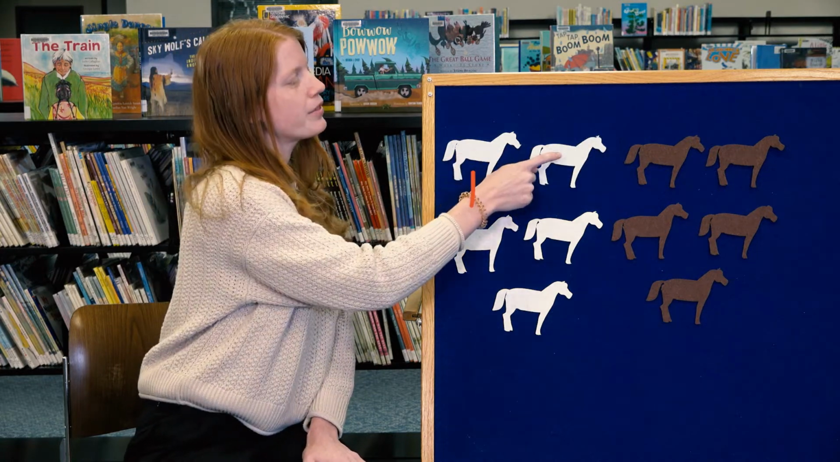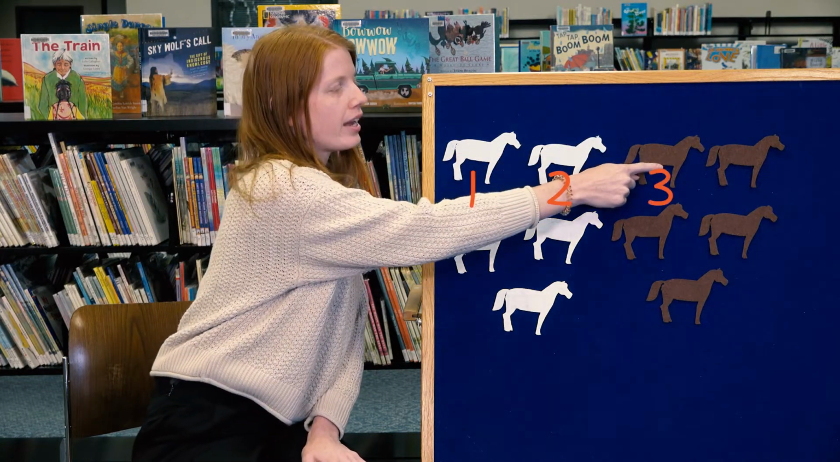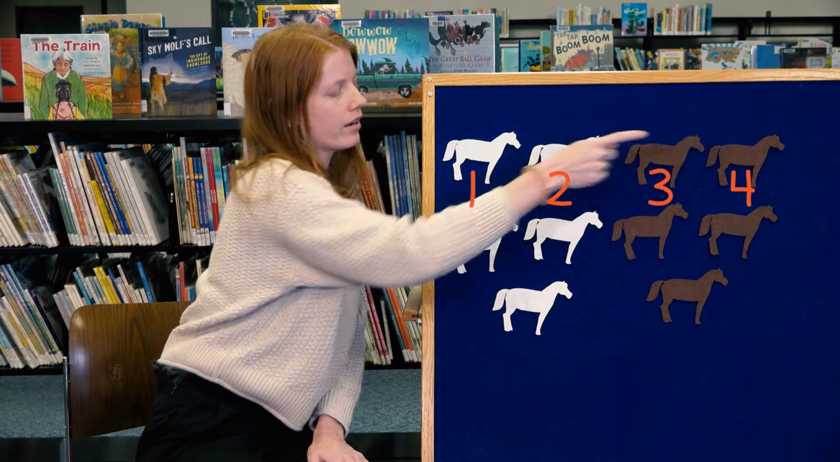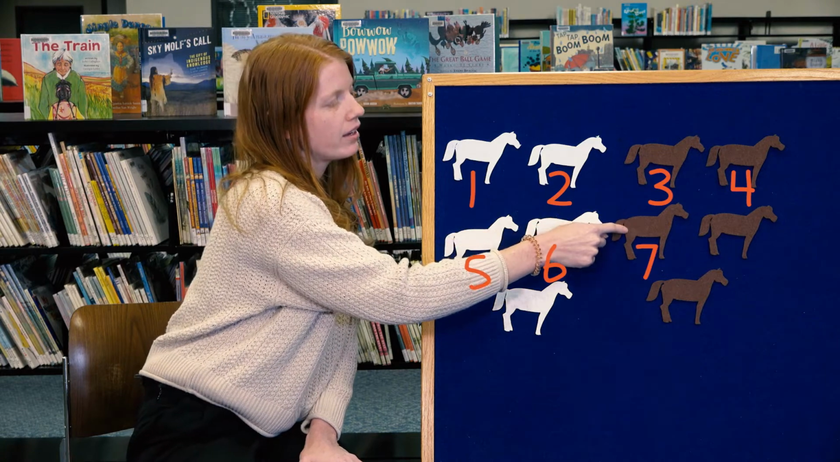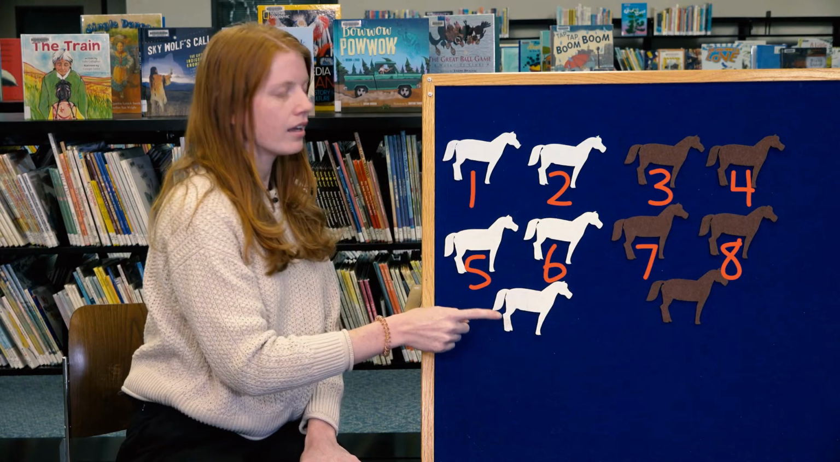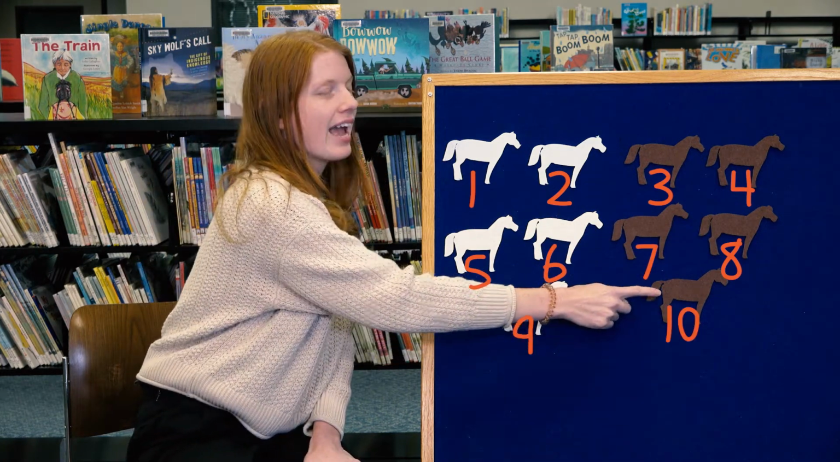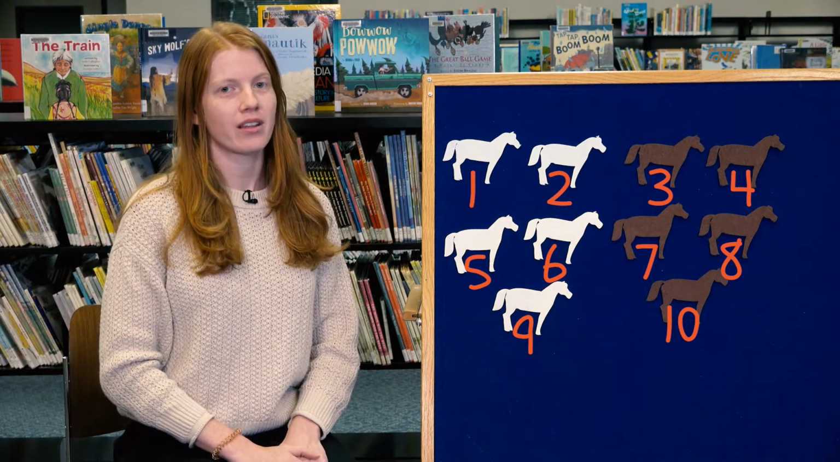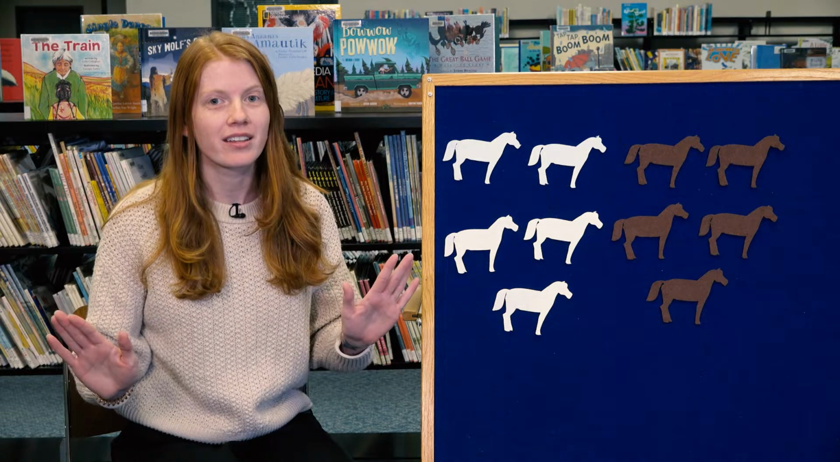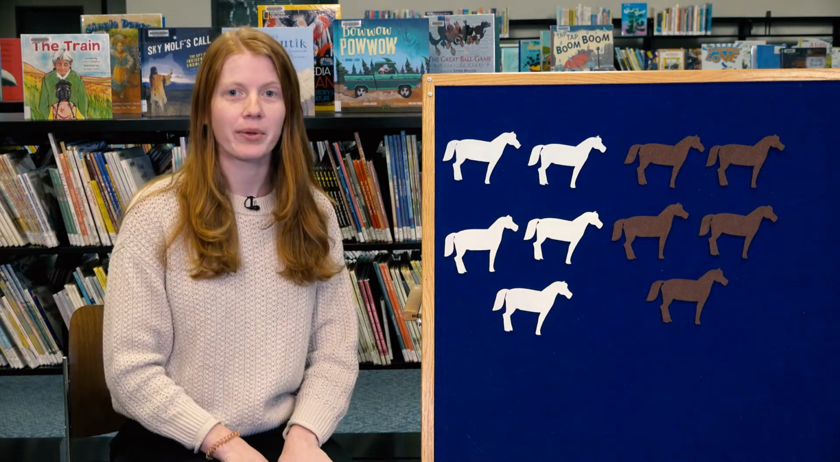1, 2, 3, 4, 5, 6, 7, 8, 9, 10. Now we're ready for our 10 Galloping Horses song. But first, we need to learn how to gallop.